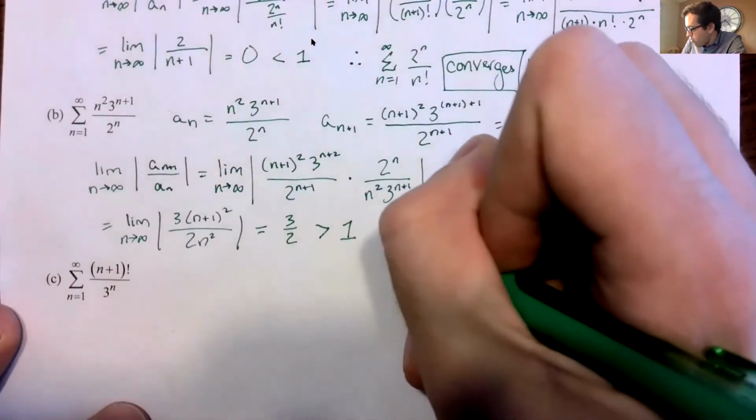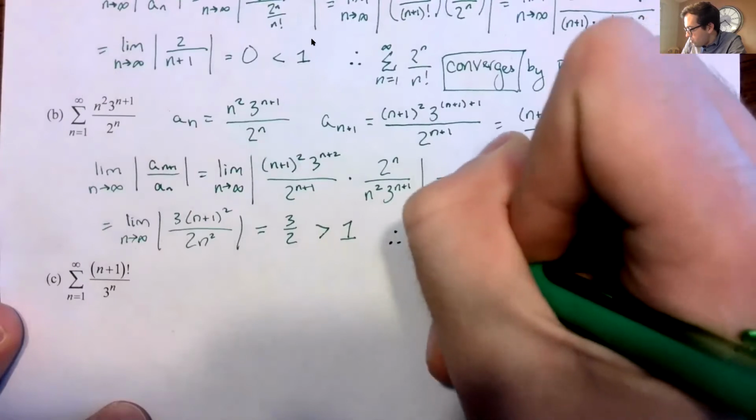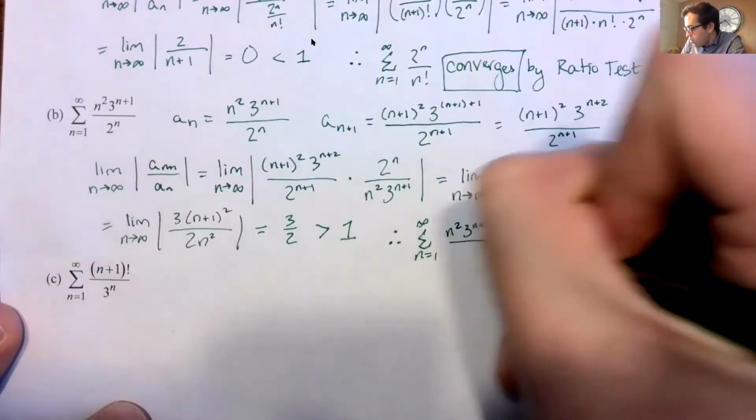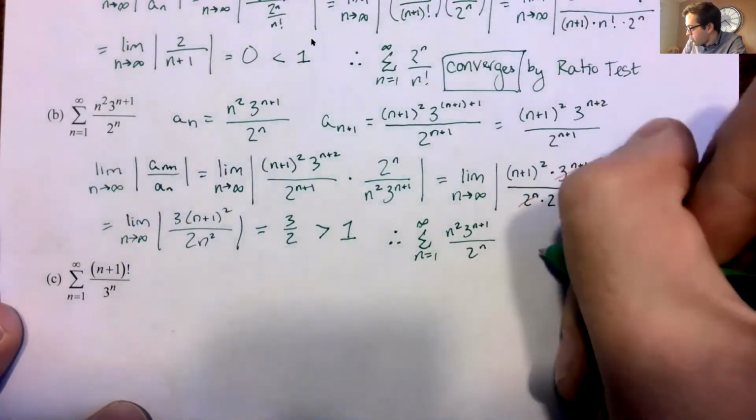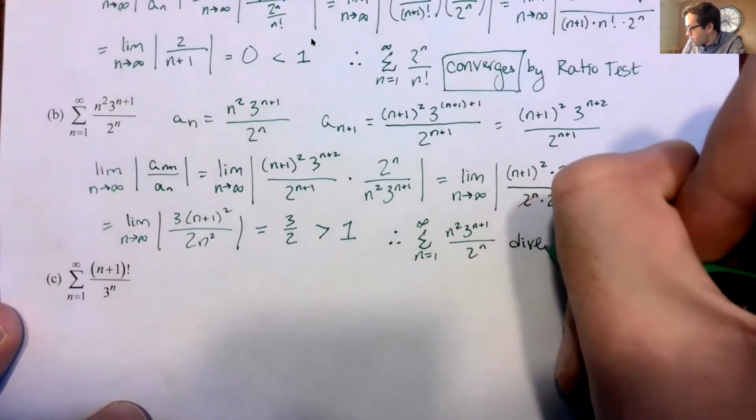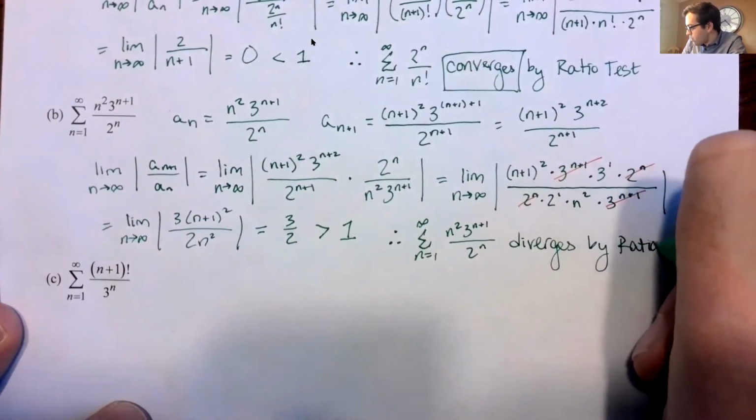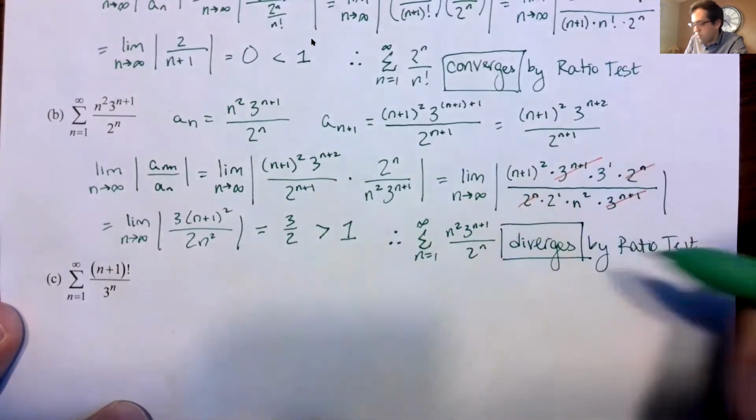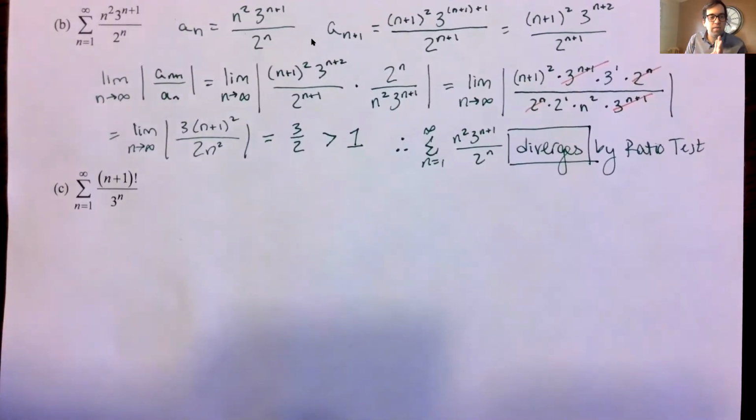So I'm going to write, therefore, the original series, n equals 1 to infinity, of n squared times 3 to the n plus 1 over 2 to the n, diverges by the ratio test. There we go. All right, let's keep going.